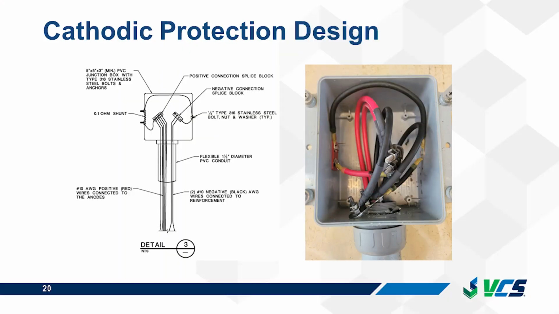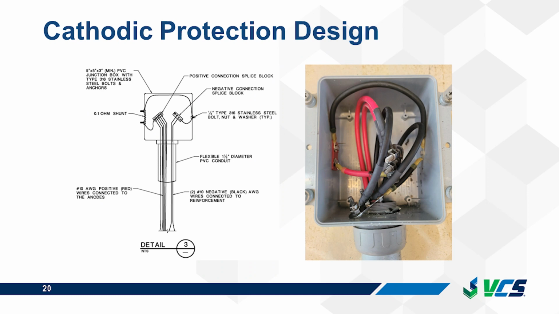The DOT also wanted each jacket to be monitored, so a monitoring box was installed on the bend caps above each jacket. Here, we had a shunt to monitor the anode current output and a test connection on the other side. The test connection and the shunt had bolts coming out to the outside of the box, so a technician can take measurements without having to open the cover of the box.